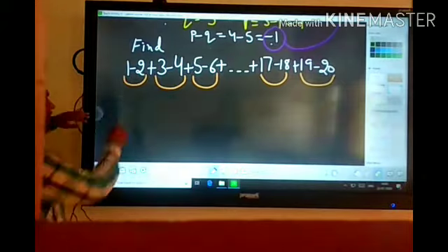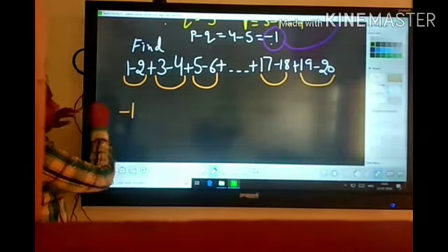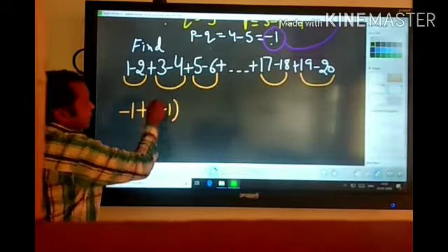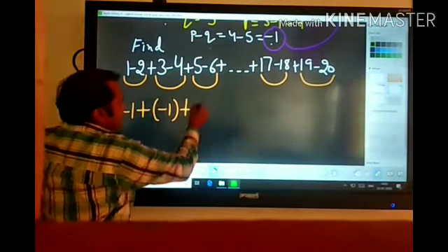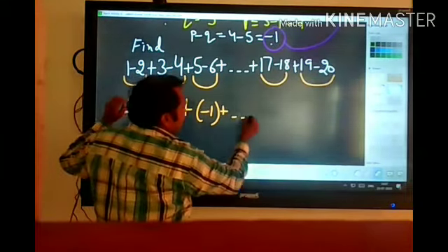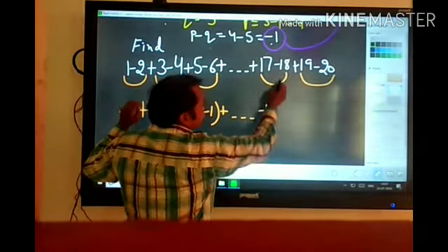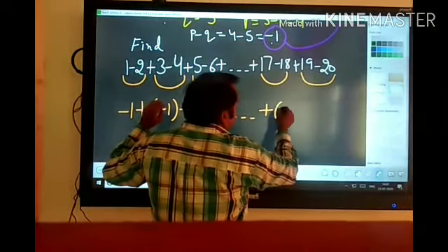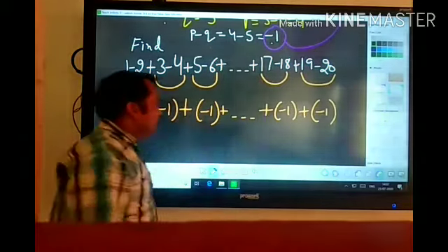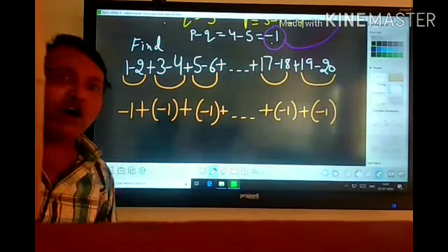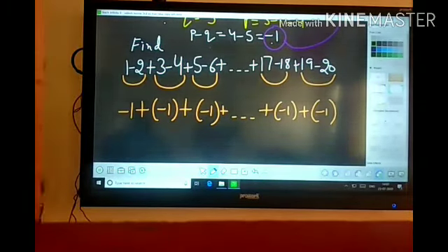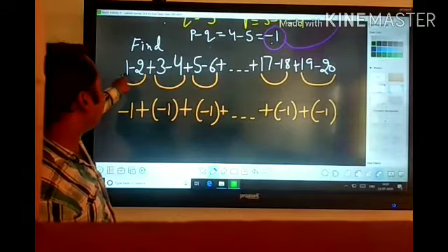Now what will I get from this? 1 minus 2 is minus 1. 3 minus 4 is also minus 1. Plus 5 minus 6 is also minus 1. After that, plus dot dot dot, and so on. Plus 17 minus 18 is also minus 1, and 19 minus 20 is also minus 1. So every pair gives the same simple answer, minus 1.